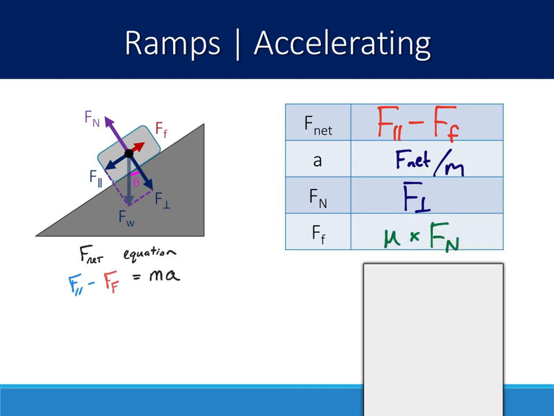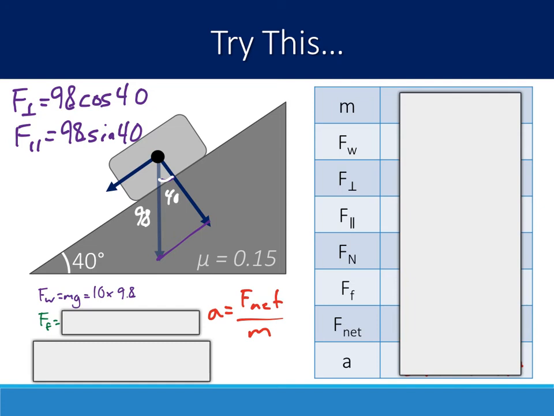Okay, so we're going to put these practices into action here, and I have a ramp that is at 40 degrees, and so you can see the angle here. That means this interior angle is also 40 degrees. The coefficient on the ramp is 0.15, and we're going to figure out what the acceleration down the ramp is.